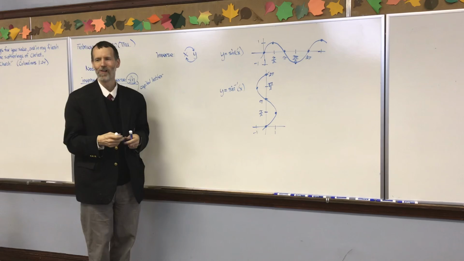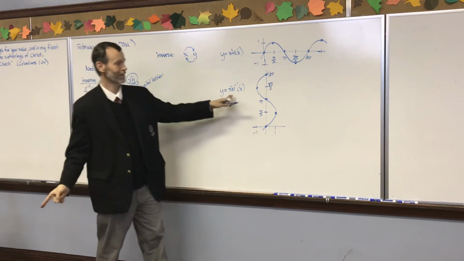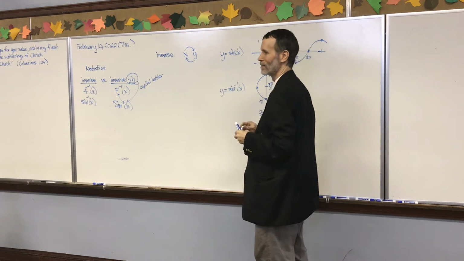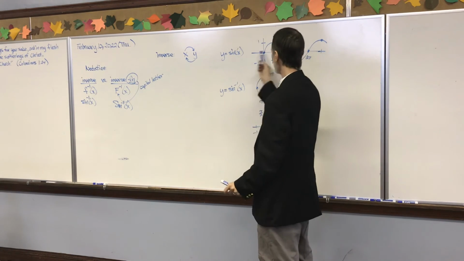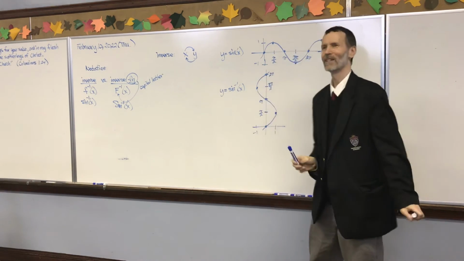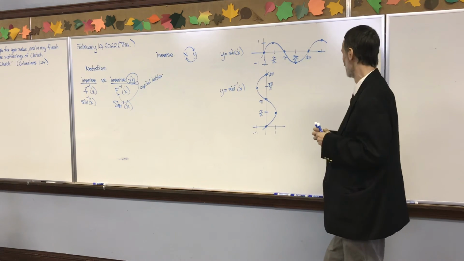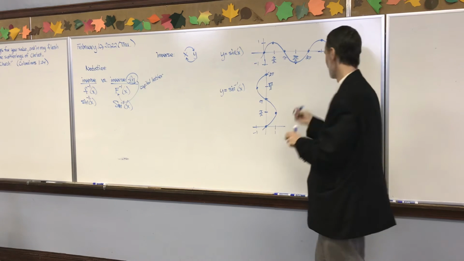Use the horizontal line test in the first one. The original graph didn't pass the horizontal line test. So we knew that its inverse wasn't going to be a function. Now, here comes the surprise.